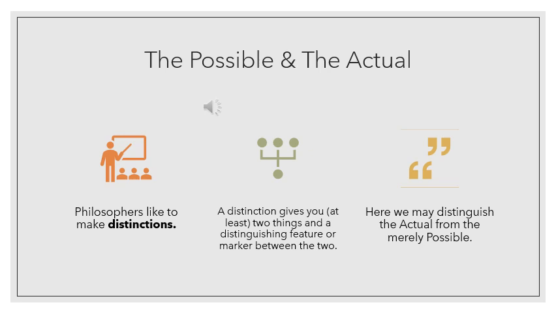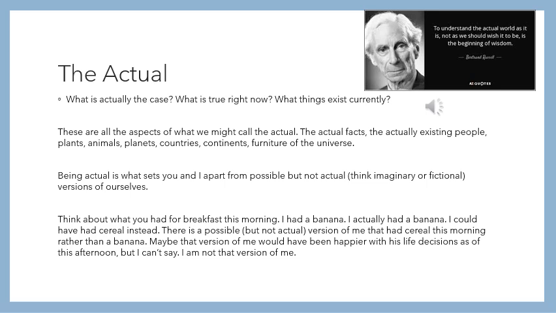A distinction gives you at least two things and a distinguishing feature or marker between them. And for this lecture, the important distinction that we're going to be drawing is between the actual and the merely possible. The difference between things that are actual and things that are merely possible. What does it really mean to say that something is actually the case? What does it mean to say something is true right now, or that something currently exists?